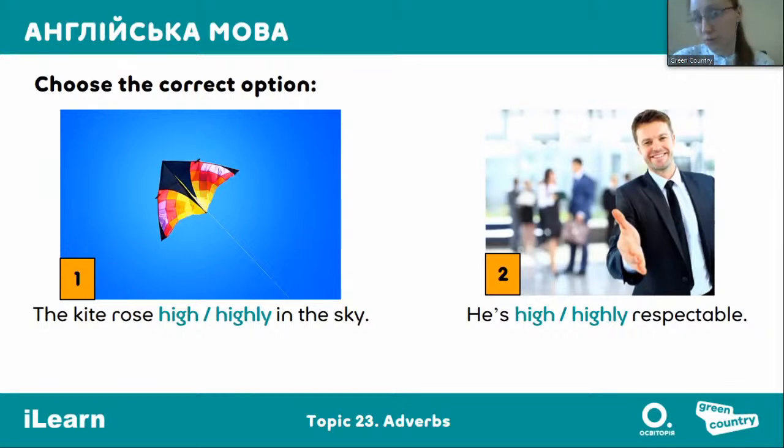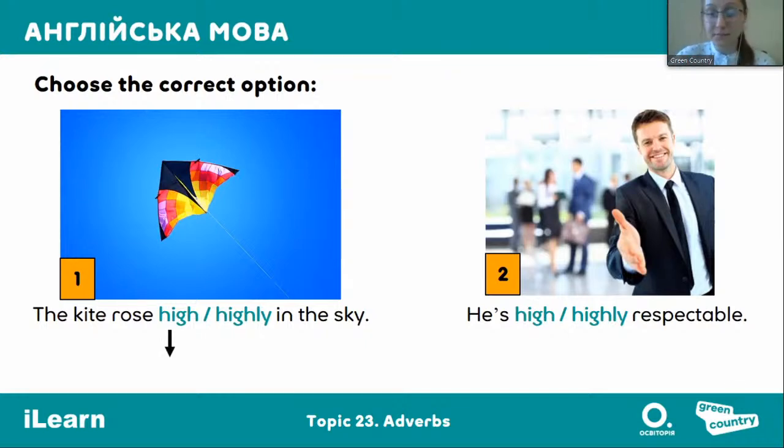В першому high, в другому highly, ваші відповіді вірні. Яка це частина мови? The kite rose high in the sky, and he is highly respectable. Are they both adverbs or not? Adverb. What about number 1? Is it an adverb or an adjective? The kite rose high in the sky. Both adverbs, that's right.